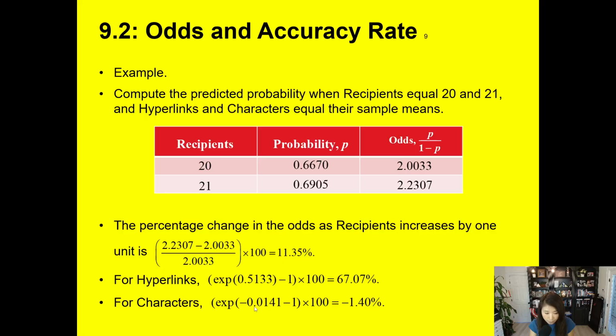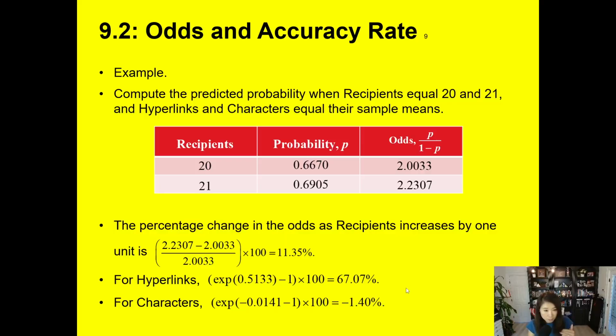So here is a typo. The parenthesis should be here instead of there. Okay, so holding the other variables unchanged, if the email has one more character, the probability of the email being spam will decrease by 1.4%.